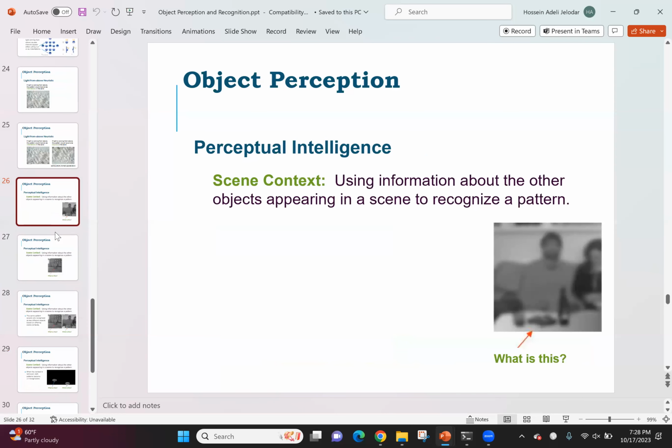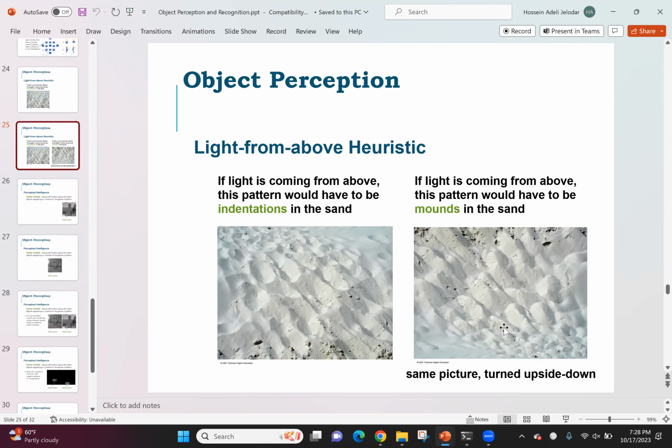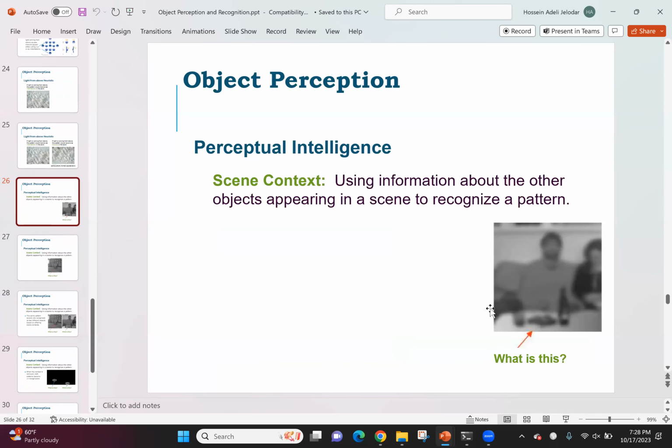Okay, so that's the physics of the world that we use, and it's just so deep in our perception. Even if I tell you, hey, I turned this thing upside down, that doesn't change your perception, right? You still perceive it the way you perceive it. Another thing that we could use when the visual input is blurry is context.